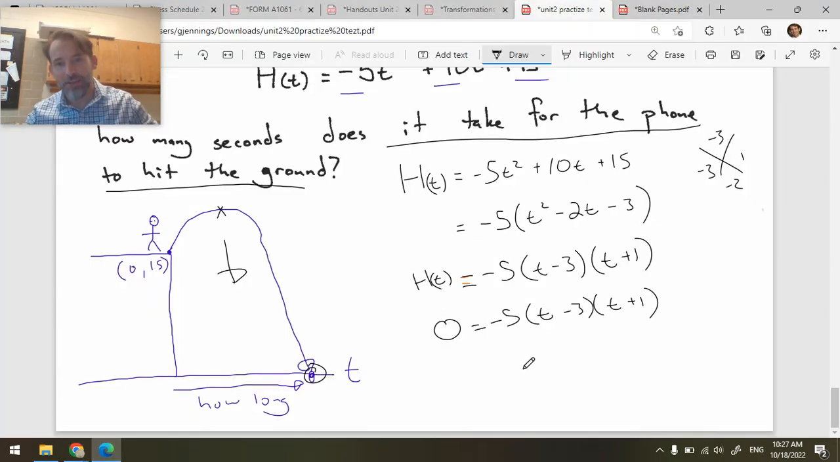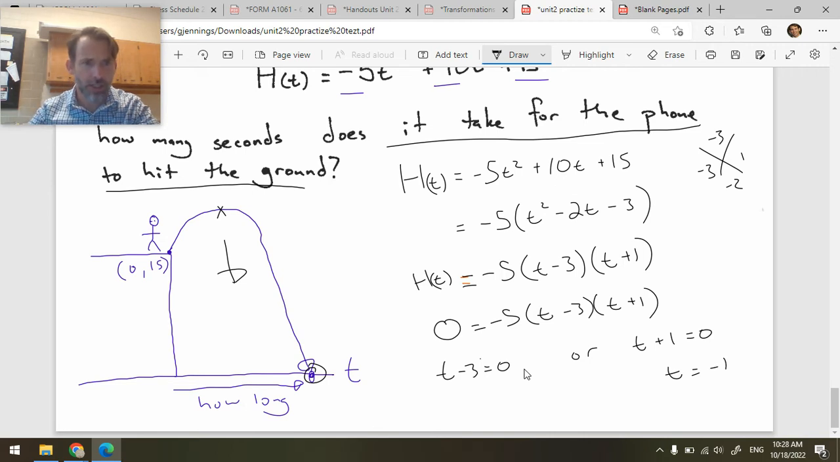So we know that either t minus 3 equals 0 or t plus 1 equals 0. Let's work this one out first. That would mean that t is equal to negative 1. Negative 1 seconds, what the heck does that mean? Well, that's this root over here, at negative 1 seconds. Notice that time never happened because we kicked the phone at 0 seconds and it went up. It wasn't kicked from down here, so this one is nonsense.